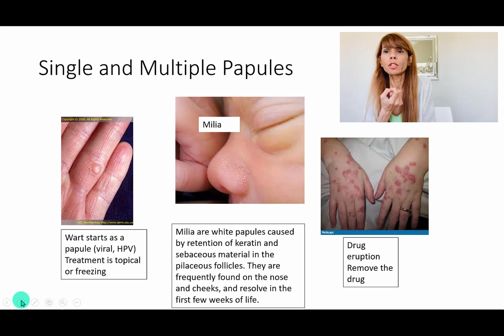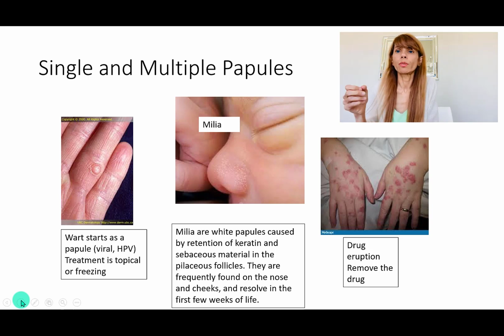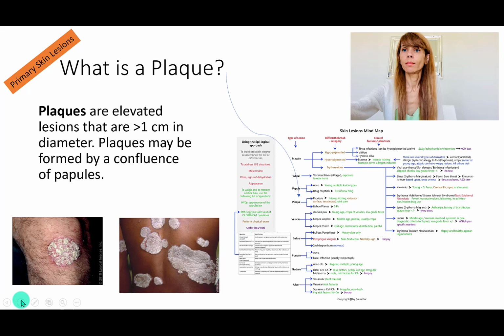Then there is milia, which is seen in newborns or infants who have small papules on the nose or around the face, and that is just milia, nothing to worry about. These are keratin-filled spots, and they will fall off on their own with time. Then there can be drug eruption, which can show with papules. And of course, we know drug eruptions can result in erythemas, macules, papules, and all kinds of other things too.